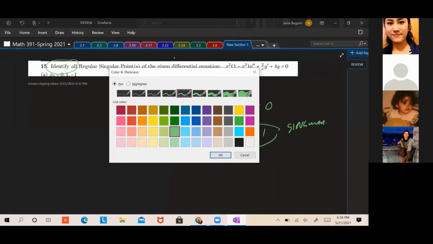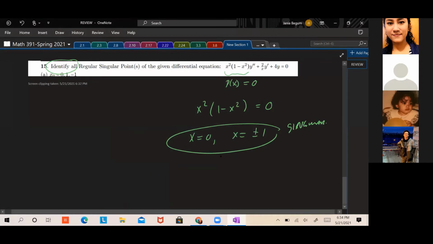It's when we plug in limits. The limit as x approaches the singular point of x minus the singular point, times q of x over p of x. And the other one is x minus the singular point, squared, times r of x over p of x. How do you know if it's regular? If the limits are finite, it's regular, and if not, it's irregular. So we have 3 singular points, and we want to label them as regular or irregular.